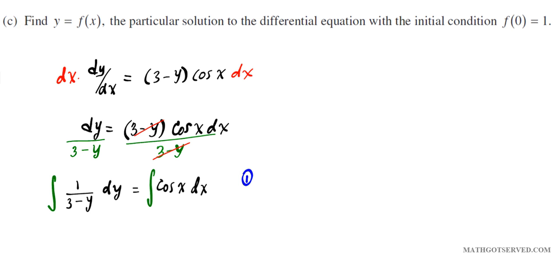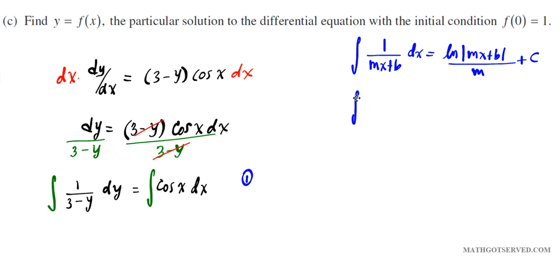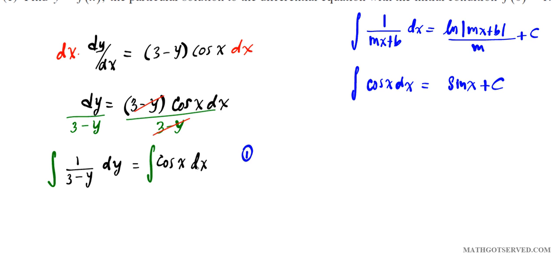Now, just a real quick review. Remember that the integral of 1 over mx plus b dx is the natural logarithm of the inner function, that linear function mx plus b, divided by the coefficient of x, which is m, plus your constant c. And also, if you integrate cosine x dx, you get sine x plus c. Remember, when you differentiate sine, the sign doesn't change. So when you integrate cosine, you shouldn't expect the sign to change either. All right? So we're going to apply this integration rule here.